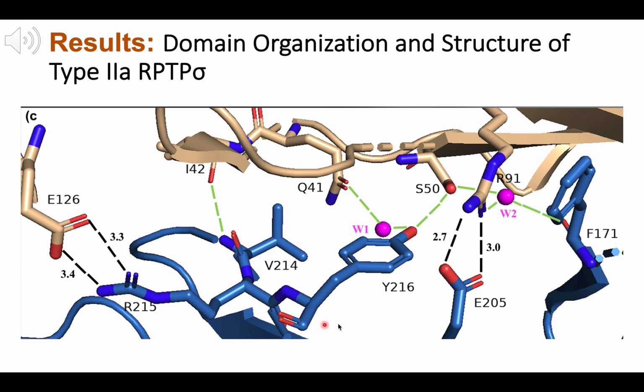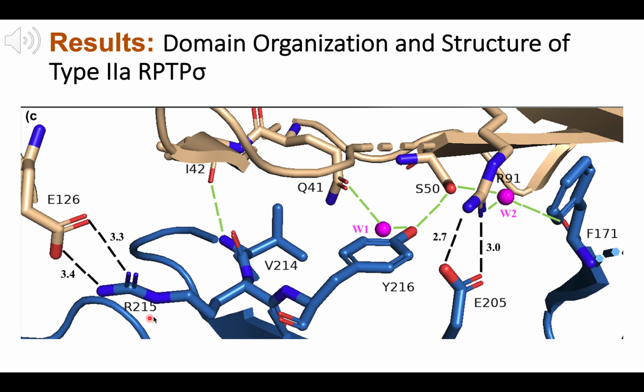Lastly, figure C presents the interactions observed at the domain interface between Ig1 and Ig2, which was highlighted in figure A in the previous slide as the red box. And what figure C shows is that there are many interactions between residues of Ig1 and Ig2, which include salt bridges and hydrogen bonds. And the salt bridges are represented as the black dashed lines and include residues R91, E205, E215, and R215.